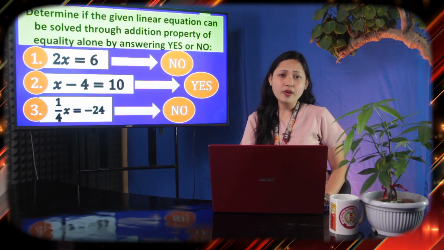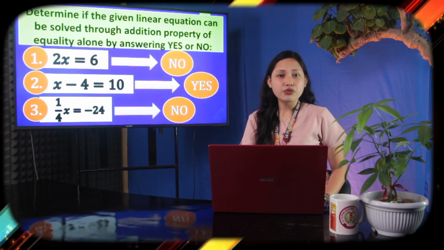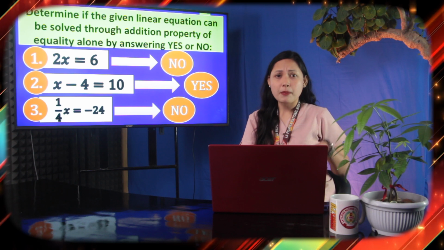Well, actually, 2x equals 6 and 1/4 x equals negative 24 can be solved through multiplication division property of equality. But what does this property state?